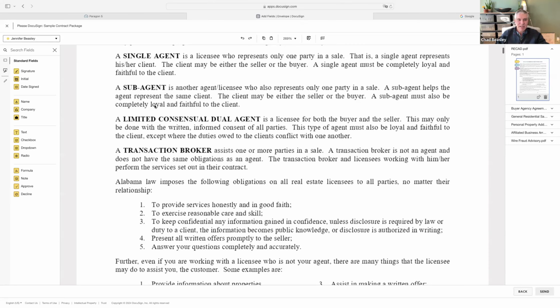Sub-agency, a sub-agent helps the agent represent the same client. The client may either be the seller or the buyer. A sub-agent must also be completely loyal and faithful to the client. Sub-agency we really don't see anymore. It's still there. It used to be the way everything worked.